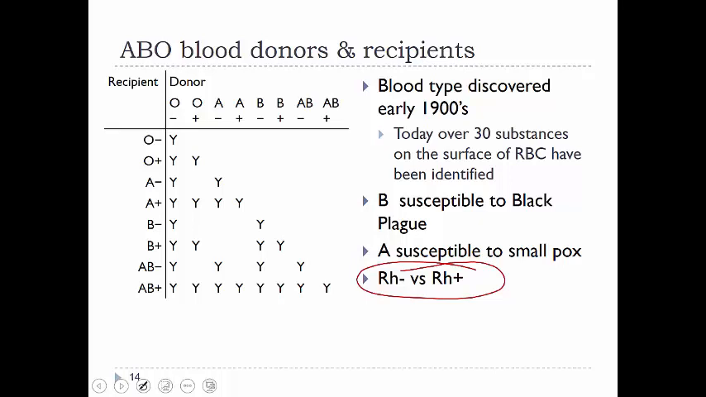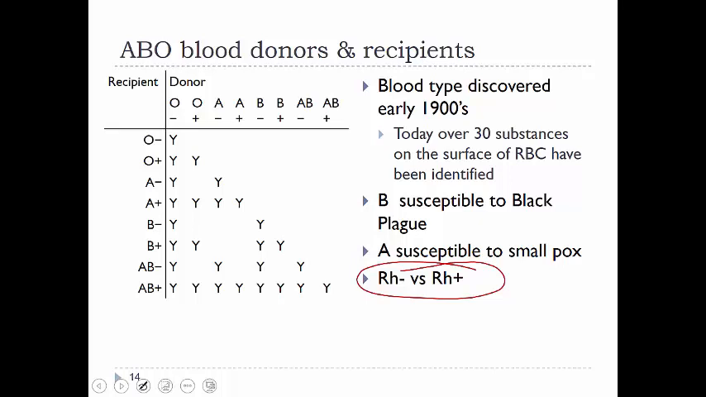If you are O minus, you can only get blood from O minus because you hate plus, so you make the antibody against plus. If you are O plus, you can get blood from both O minus and O plus. And the same all the way across, as we said before. If you're A, you can get blood from A, but if you're A minus, only A minus.